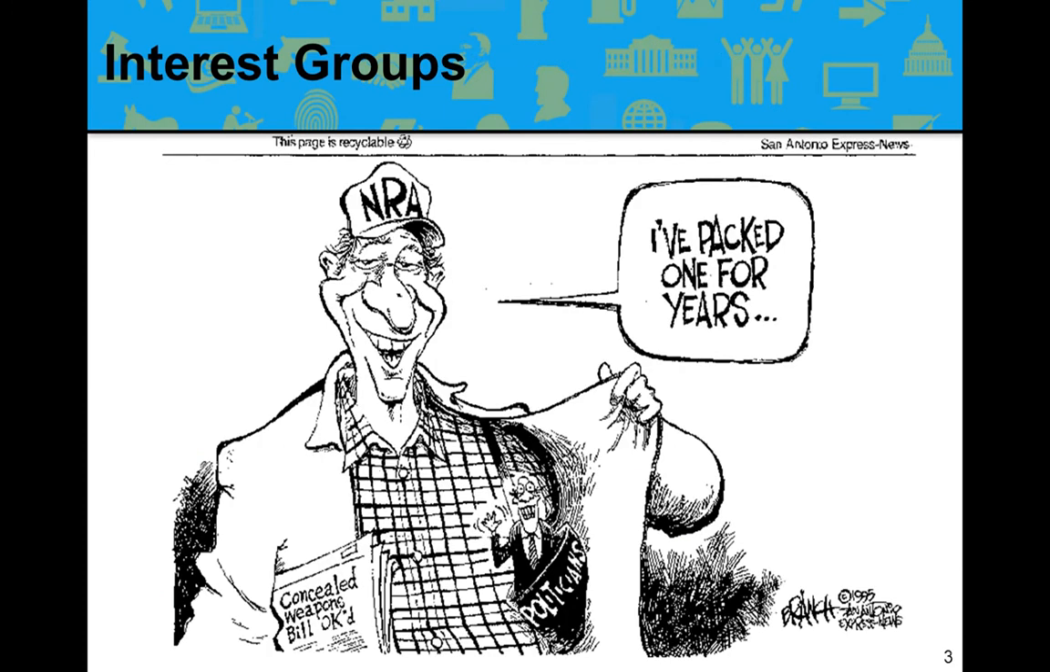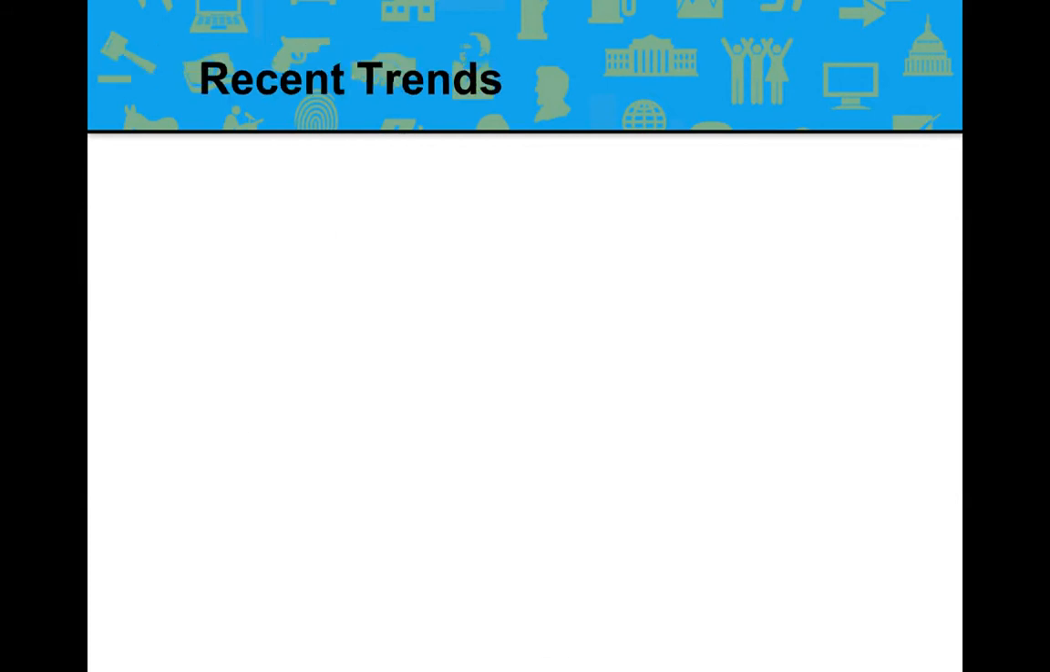All right. This is a cartoon focusing on the NRA, the National Rifle Association. I'm going to use this group as just one example of an interest group and show you some recent trends and how the NRA, for example, has increased its membership.